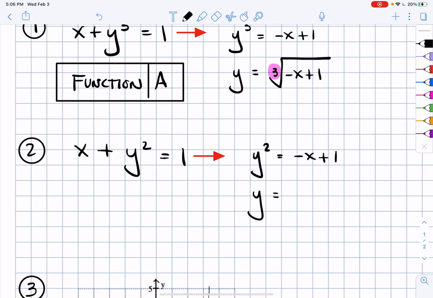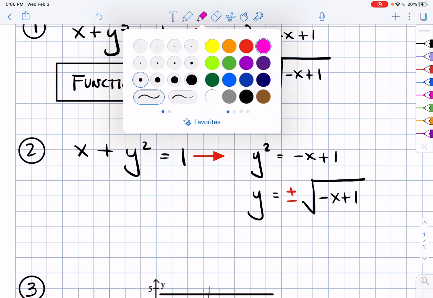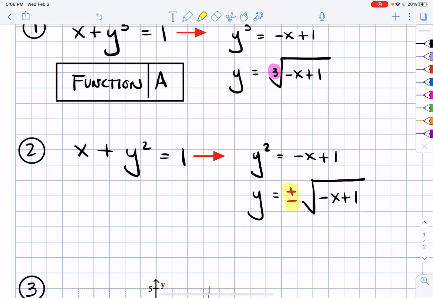However, when I get the y by itself, now I'm going to have a plus and minus, because when I take the square root of both sides, I have to have that plus and minus. Because of that plus and minus, every x that actually works under the square root is going to give me a positive and a negative value for y. So therefore, I'm going to get two different y values, which is going to make this not a function, which is choice B.